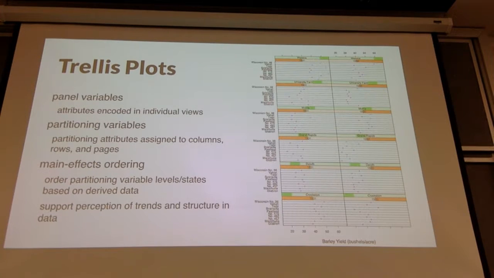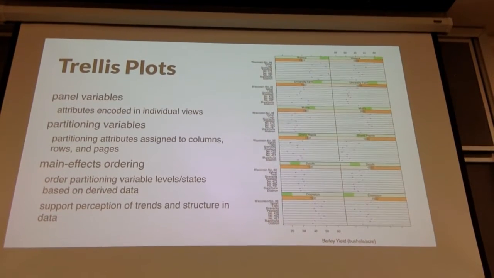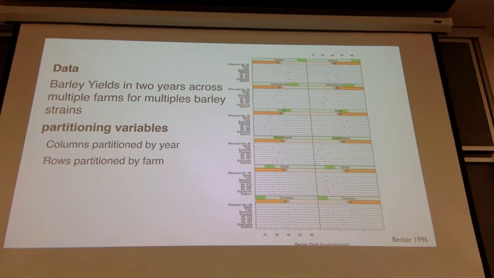So in the Trellis Plot, we have different panel variables, we have partitioning variables, and we also have what's called main effects ordering. So if we look at this more closely, we have barley yields in 2 years across multiple farms for multiple barley strains. The 2 years are what partitions them left and right. The farms are what partitions these big blocks horizontally, vertically. Then we have the strains partitioned within each of those groups.